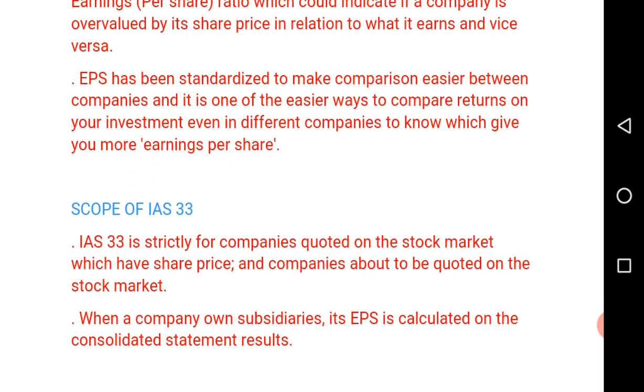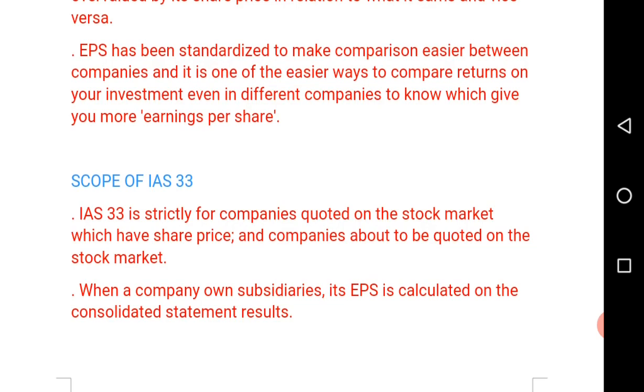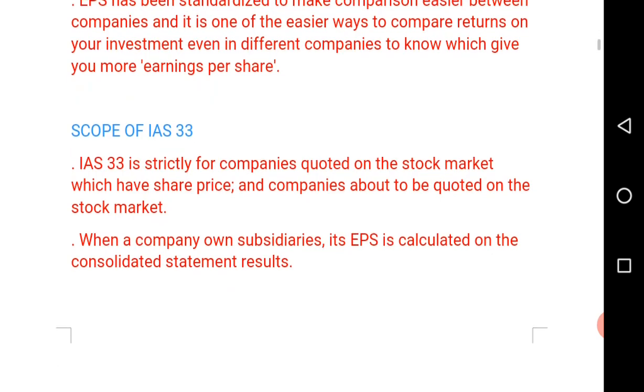So we move over to the scope of IAS 33, and scope means what IAS 33 entails, what it covers and what it doesn't. It says IAS 33 is strictly for companies quoted on the stock market, companies which have a share price and companies about to be quoted on the stock market. IAS 33 is only concerned with quoted companies, as we've said before.